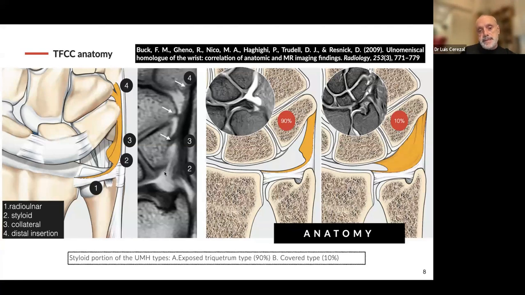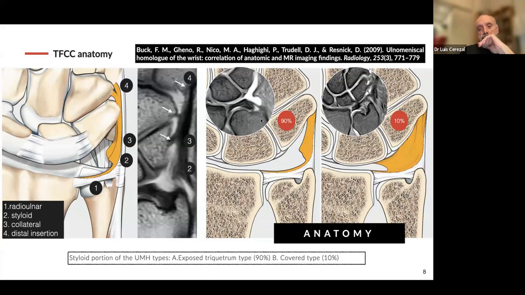And on MRI, we can see nicely the different parts of the ulnomeniscal homologue. This is the triangular portion, inserted distally in the dorsal aspect of the triquetrum. This is the styloid portion, the collateral portion, with a slight hyposignal related to the hyposignal of the extensor carpi ulnaris tendon, and the insertion on the medial aspect of the hamate and the base of the fifth metacarpal.